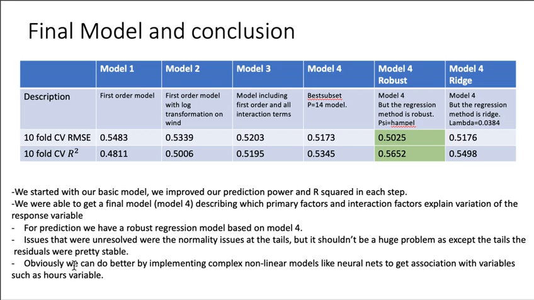And obviously, this was all linear model analysis. We can do better by implementing complex nonlinear models like neural nets and such to increase our prediction accuracy. But I'm pretty satisfied with what we got with our simple linear regression model. A cross validation R square of 56% is not bad, it's decent.